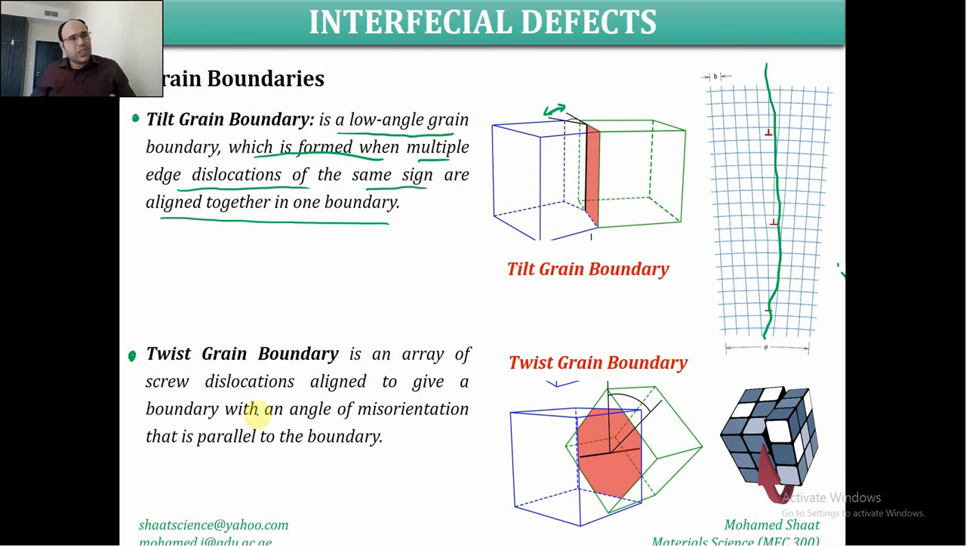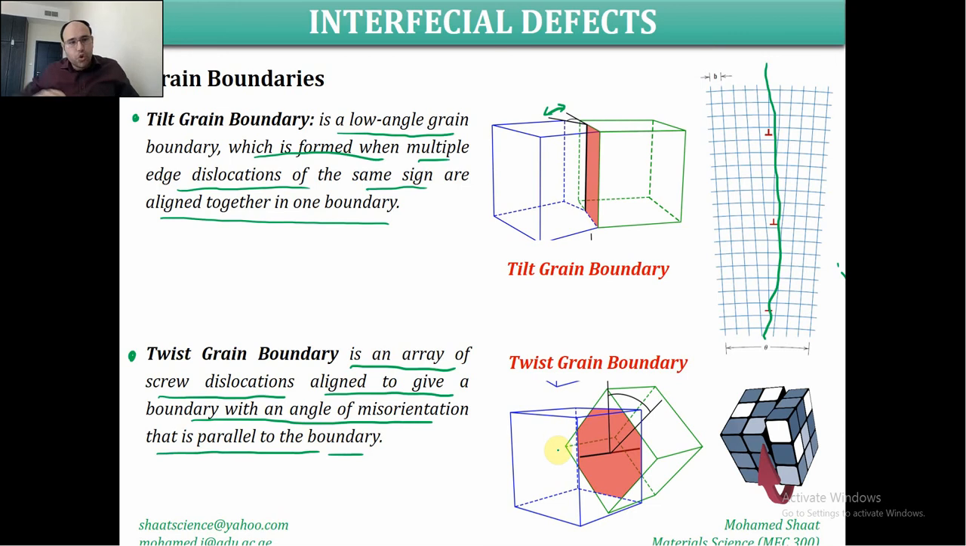Also, we have the twist grain boundary, which is generated in the case of multiple screw dislocations, not edge dislocations. If we have multiple edge dislocations within one grain, this results in the tilt grain boundary, which is still a low angle grain boundary. The twist grain boundary is an array of screw dislocations, not edge dislocations, aligned to give a boundary with an angle of misorientation that is parallel to the boundary itself.